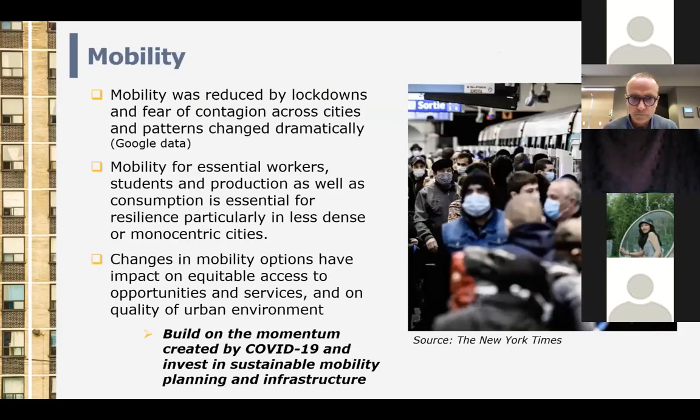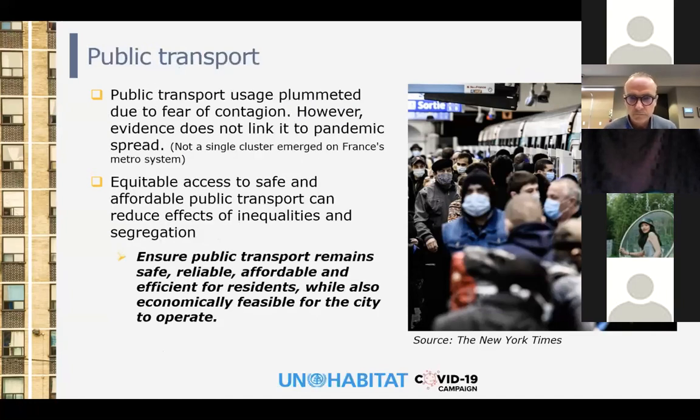Mobility was reduced by lockdowns and fear of contagion across cities, and patterns changed dramatically. However, mobility for essential workers remained crucial in the functioning of cities even during the pandemic. Changes in mobility options have an impact on equitable access to opportunities and services and on the quality of the urban environment. Public transport usage plummeted due to fear of contagion.